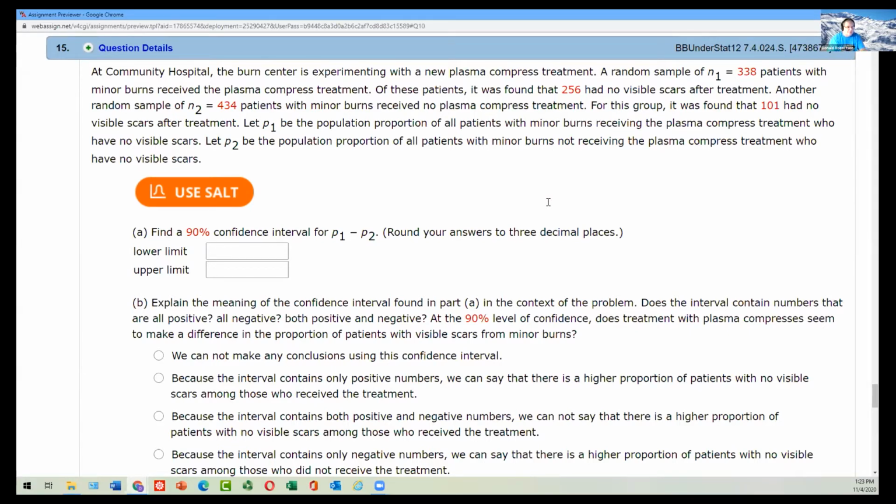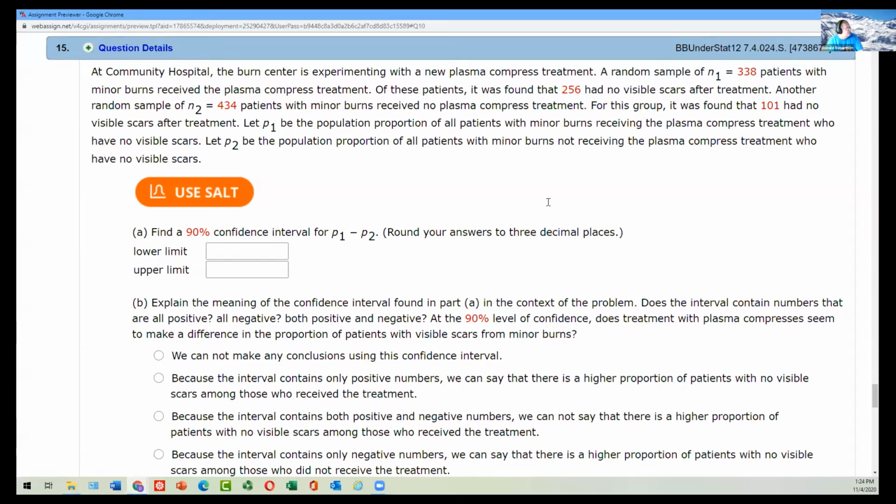You're cooking and some hot water hits your hand and you get blisters, right? You got a burn, that kind of burn, I'm assuming. So it's 256 out of 338, right? And so that would typically be called the experimental group, right? They're receiving the new treatment.